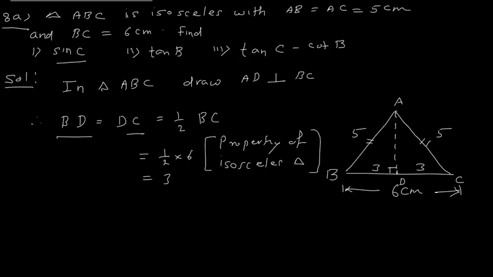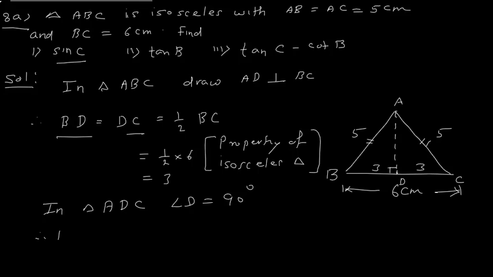So now I have sin C is equals to AD upon AC. So for that what we have to do, we have to first find the value of AD. Value of AD is not there. So what we do, we will apply Pythagoras theorem. In triangle ADC, angle D is 90 degree.